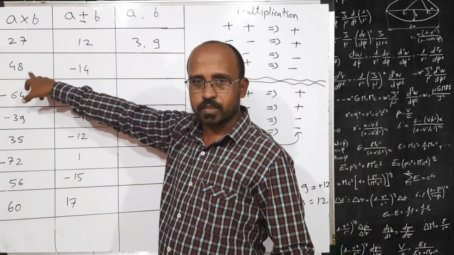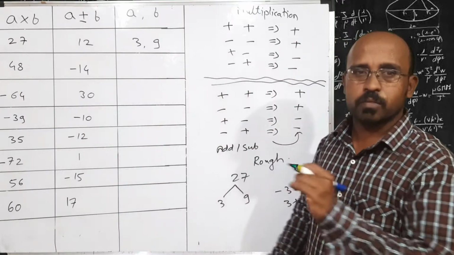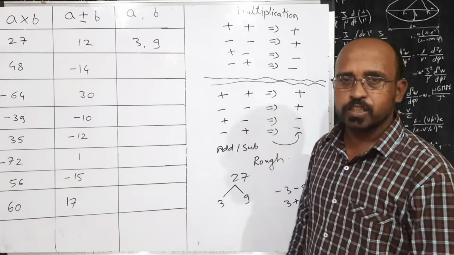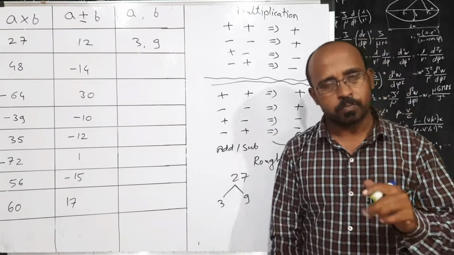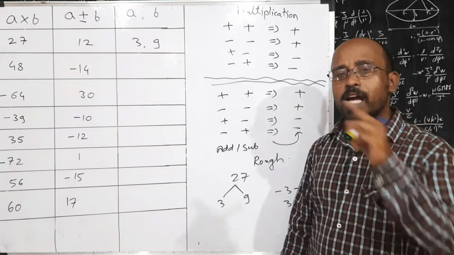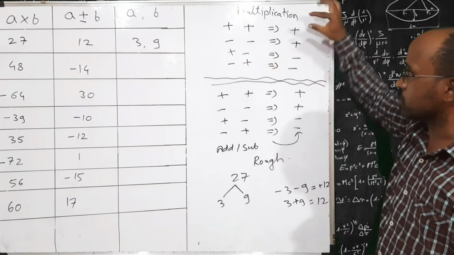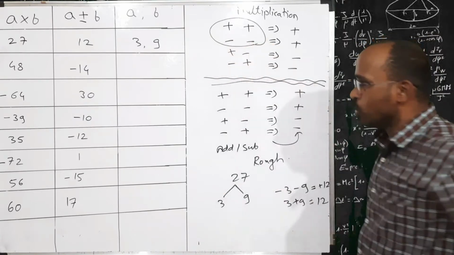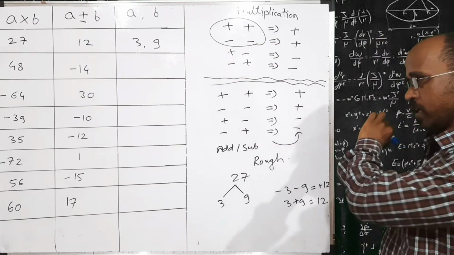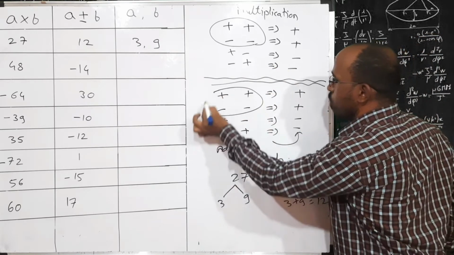Let's come to the next example. The multiplication is plus 48. Multiplication is plus, meaning both of the numbers will be either positive or negative, meaning their symbol will be the same. Plus plus plus: multiplication is positive if both of the factors have the same symbol, right? Okay, now if both of the factors have the same symbol, what are we doing?